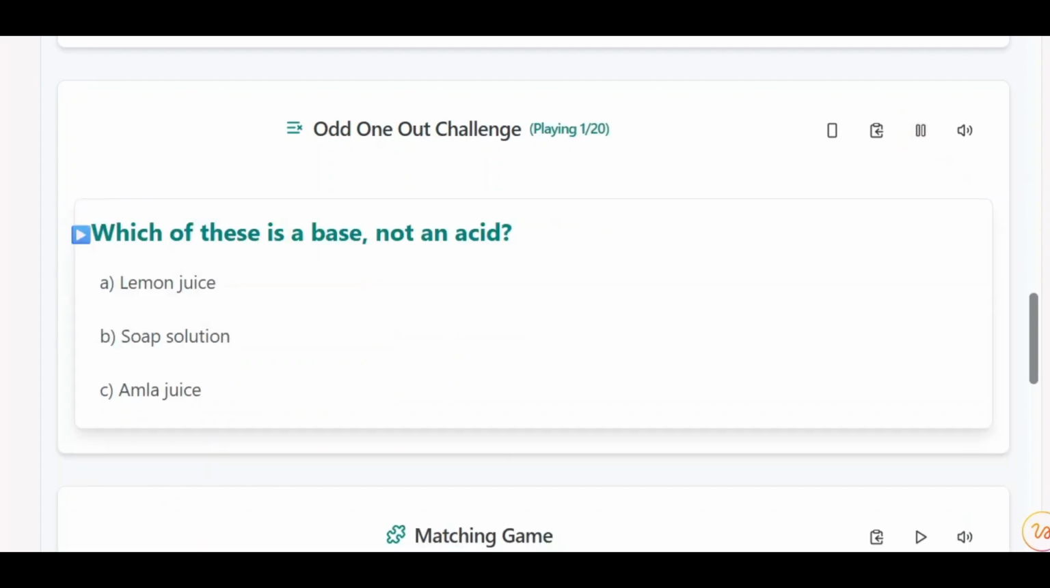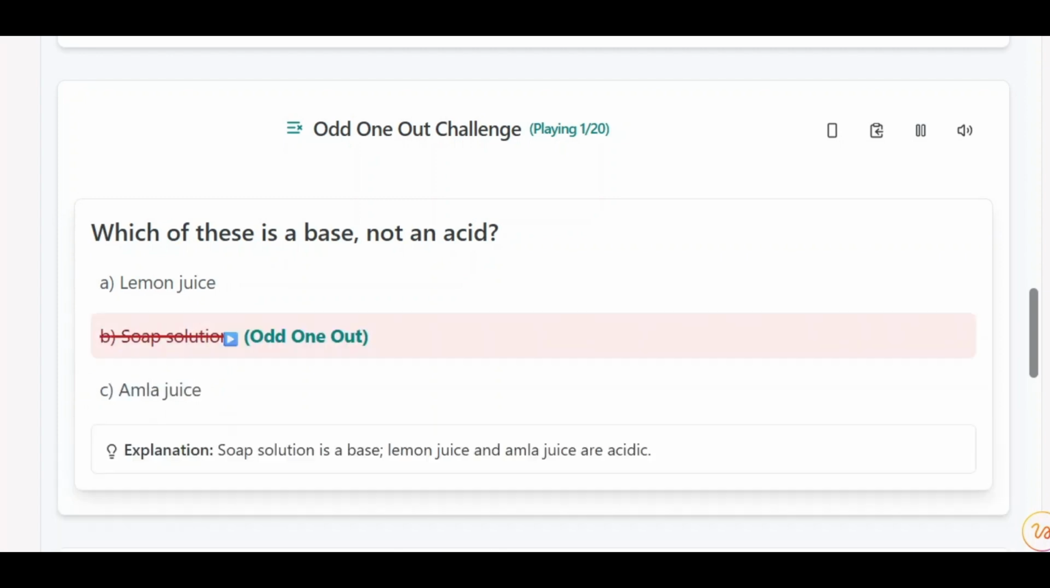Which of these is a base, not an acid? Lemon juice. Soap solution. Amla juice. The odd one out is soap solution, because soap solution is a base, while lemon juice and amla juice are acidic.